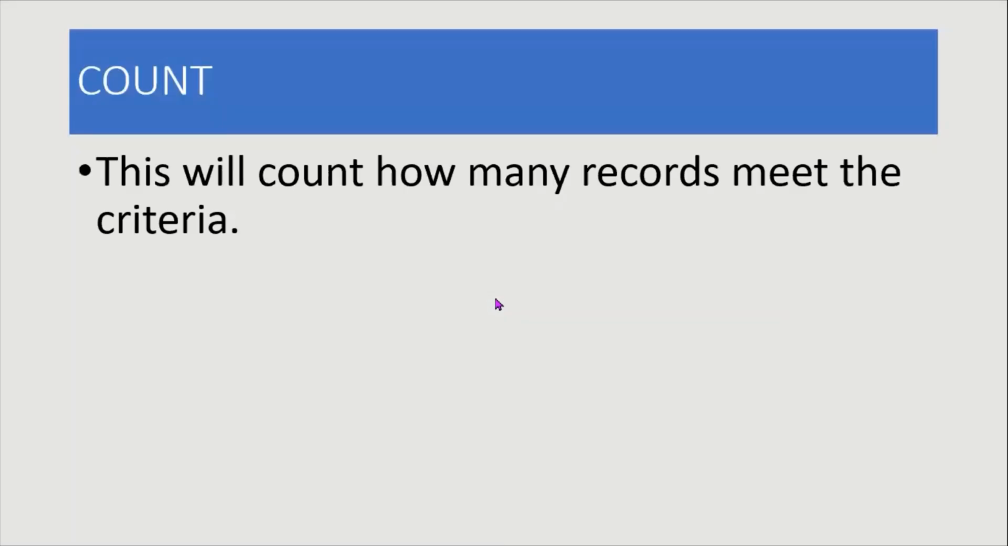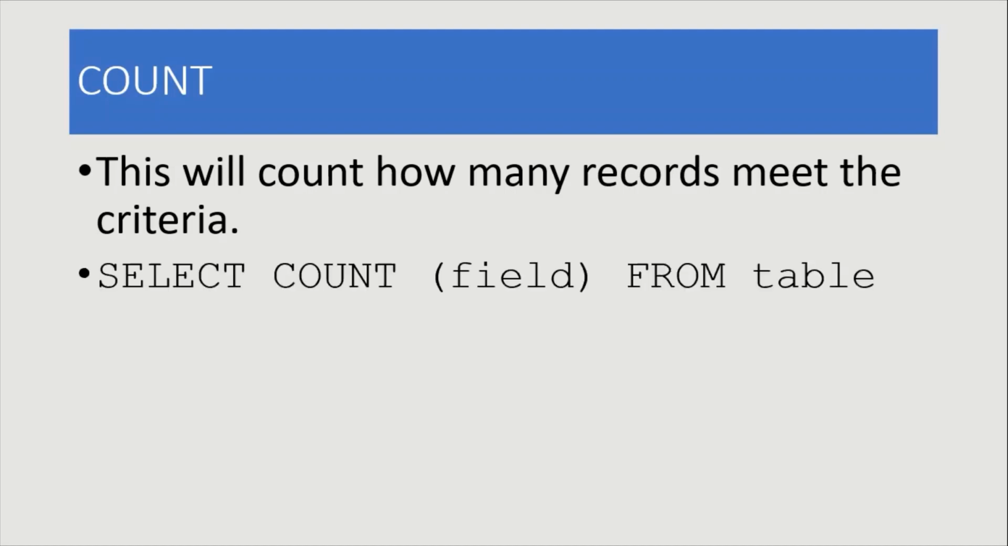Another important function is called count. So the count will count how many records meet a given criteria. So it might be counting the number of records in a certain table. We just use the count criteria. So the formula, or the syntax, is simple: just say select and then you say count and the field name from the table name. So for example, I want to count the number of students that I have.